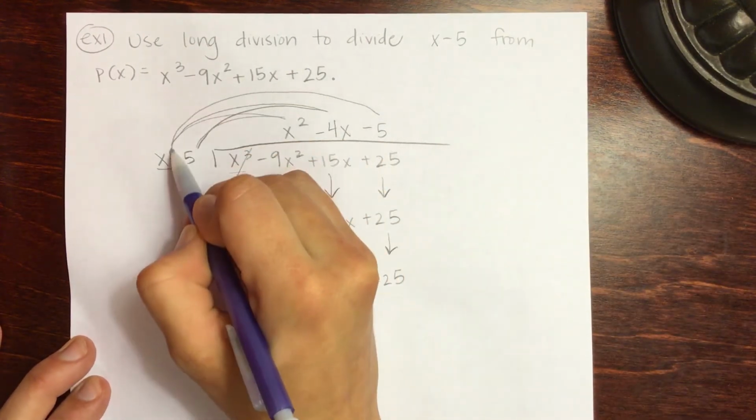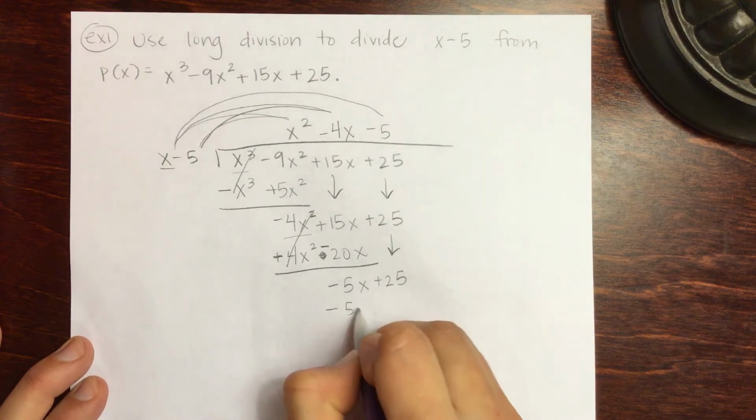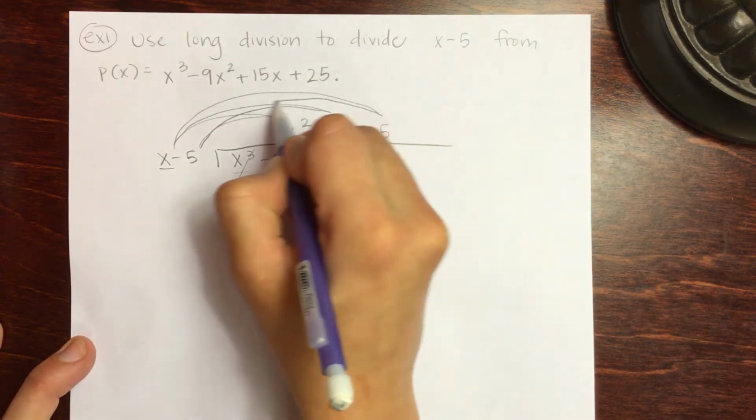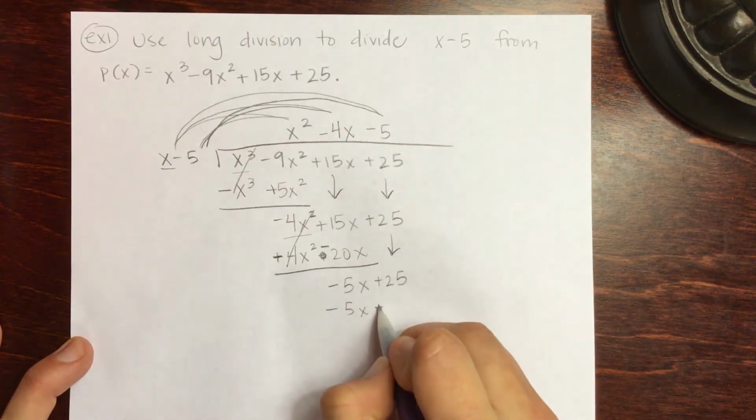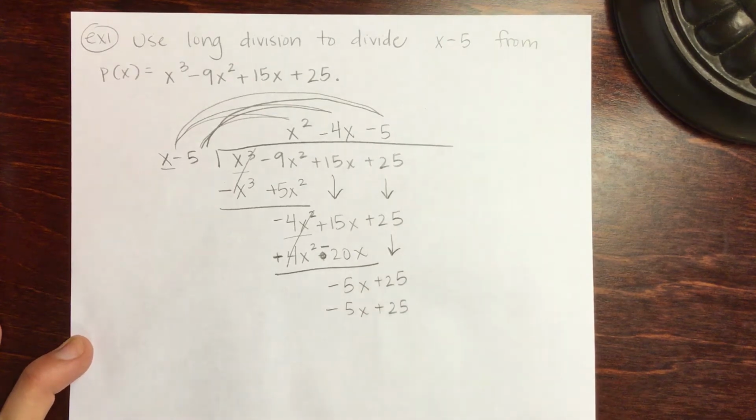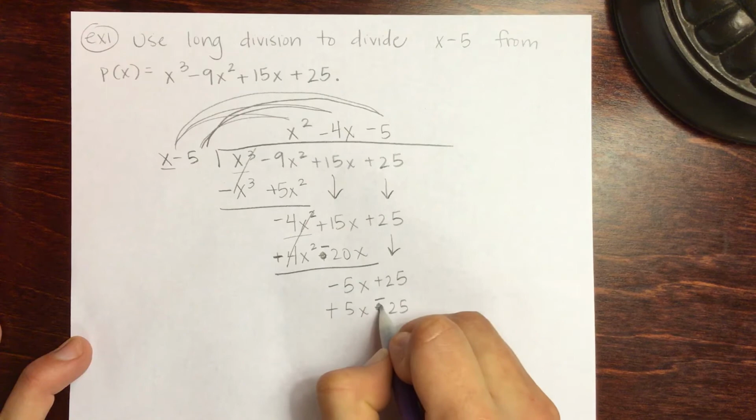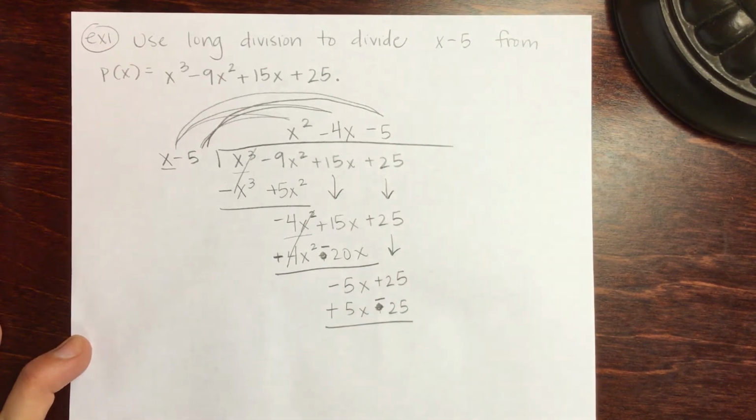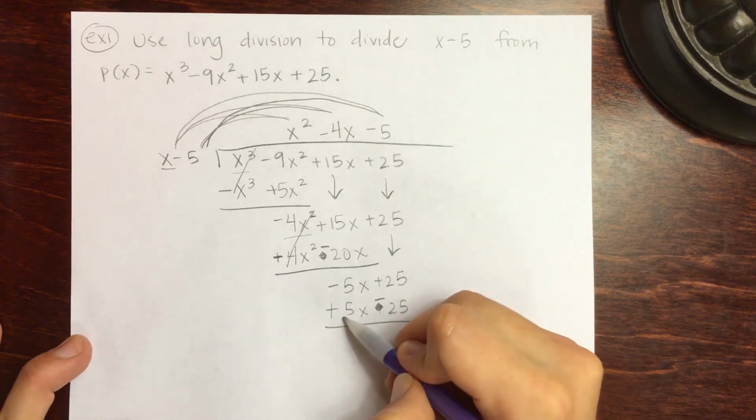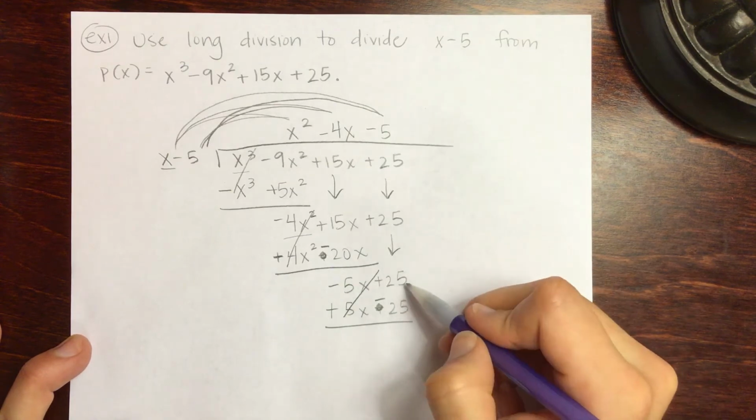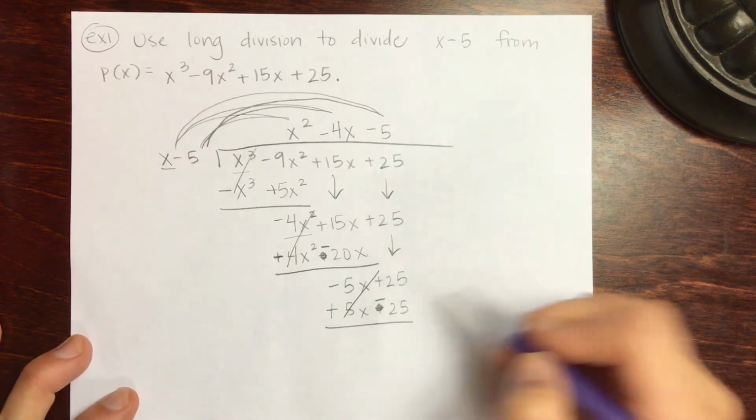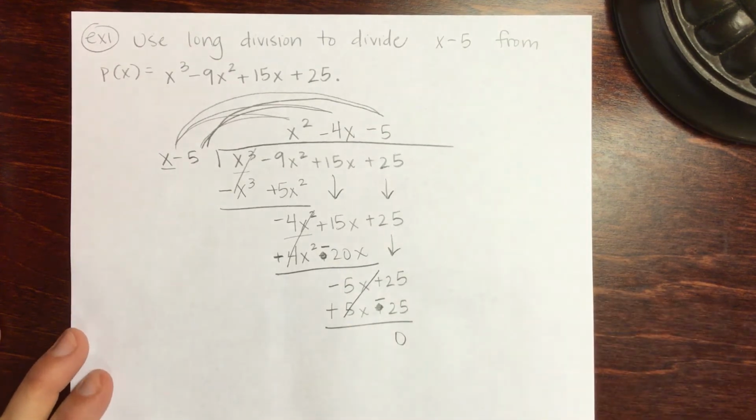Negative 5 times x is negative 5x. Negative 5 times negative 5 is positive 25. Subtract. So change your signs and add. That's what subtracting is. Negative 5x plus 5x adds up to 0, and 25 minus 25 also adds up to 0.